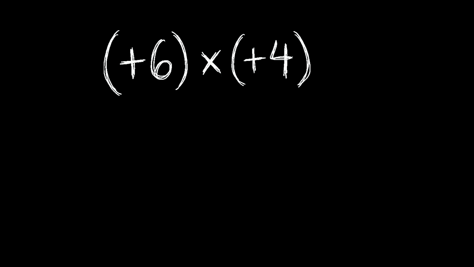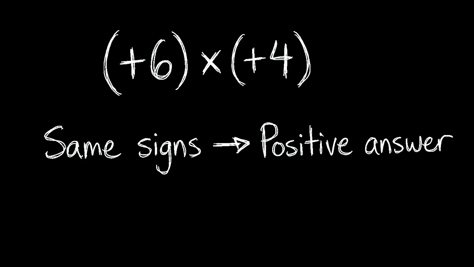Positive 6 times positive 4. Both signs are the same, so the answer is positive. 6 times 4 is 24. The answer is positive 24.